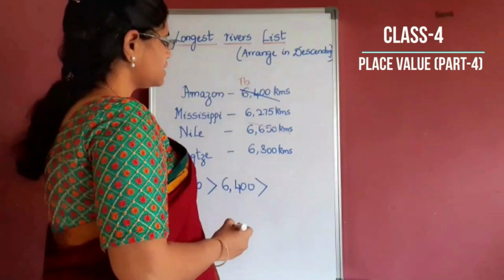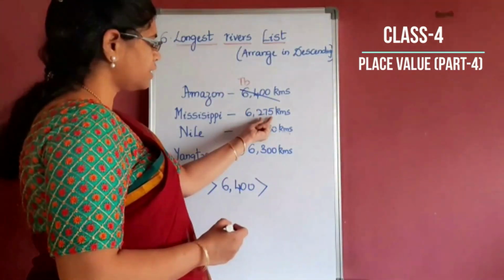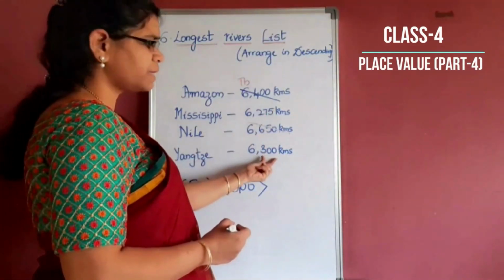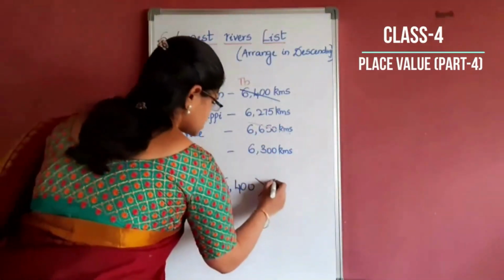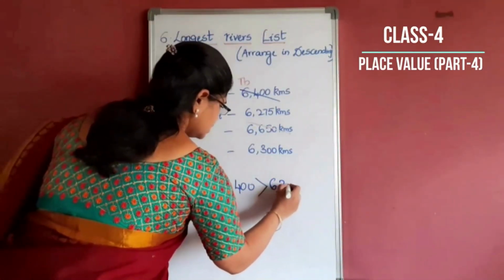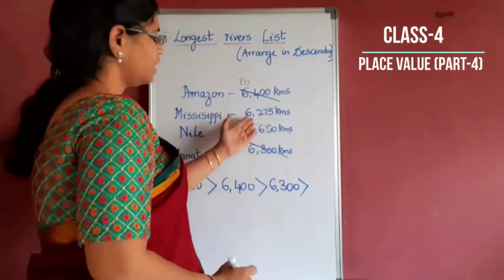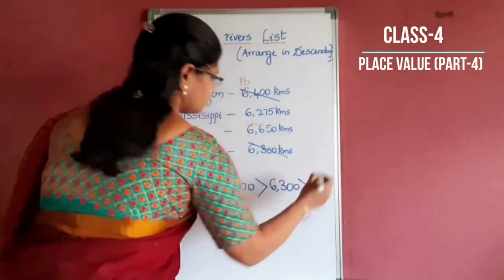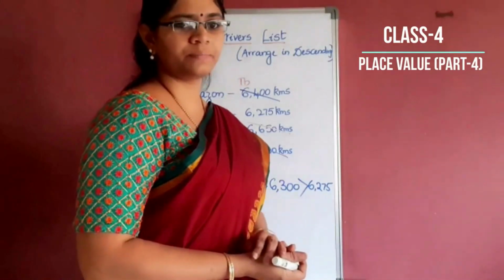Next, let us see the next two. Compare the next two numbers. Here we have 275, 300. So easily we can compare which is bigger. 300 is bigger than 275. So this comes next as 6,300. Now this is also done. Left over is 6,275. So this is how we have arranged them in descending order.